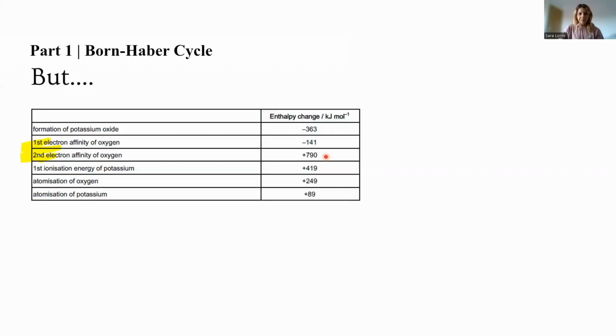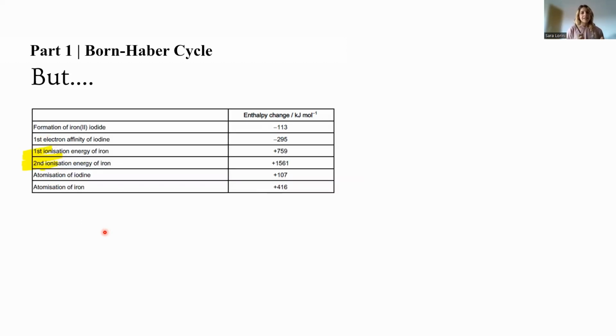That's important. And then, well, the ratios are super important. Think about it. We have potassium and we have oxide. What's the formula of potassium oxide? 2 potassium for 1 oxygen. So the atomization and the ionization energy of potassium will have to be multiplied by 2. So with all of these tips, I hope you can try to build up the cycle. Yeah, comment below if you want any help.